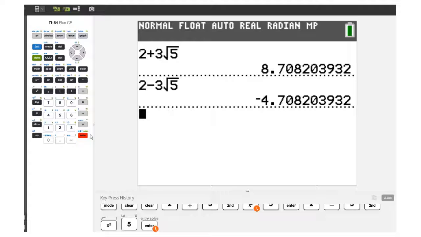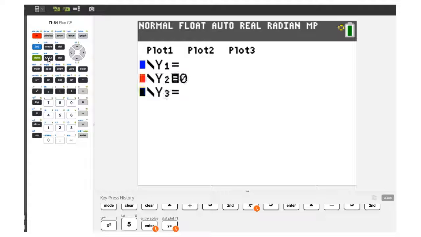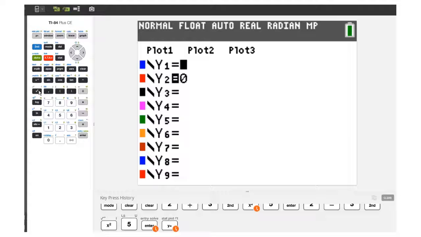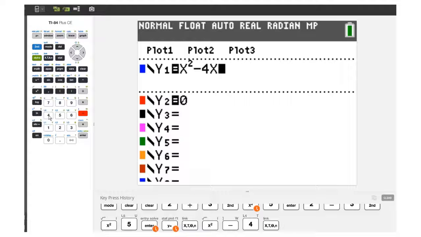So now when I graph my parabola, I should expect the parabola to intersect the x-axis at two places, or at two x values, 8.71 and negative 4.71. So let's see if that's what's going to happen. So in y equals, I'm going to put my equation, which is x squared minus 4x minus 41.